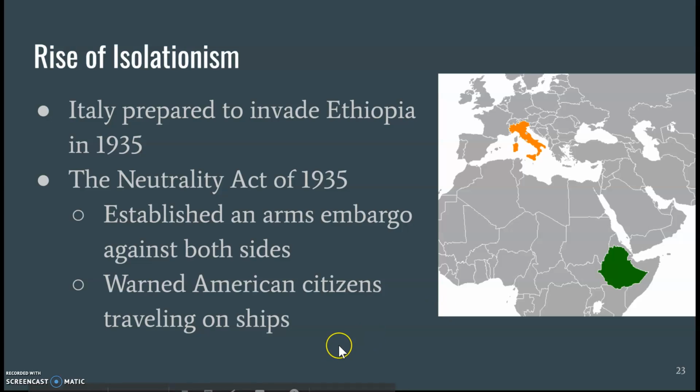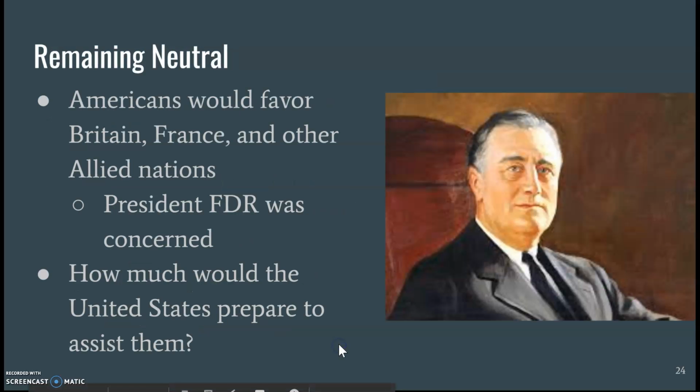First and foremost, we talk about how the United States was an isolationist country, and we go all the way back to 1935, when Italy was going to invade Ethiopia, and we established the Neutrality Act of 1935 that said we are placing an embargo. An embargo is when you don't trade to other countries against both sides, and warned American citizens traveling on ships, if you get in trouble, this is on you. We've already played this game with World War I. We're not getting into this again.